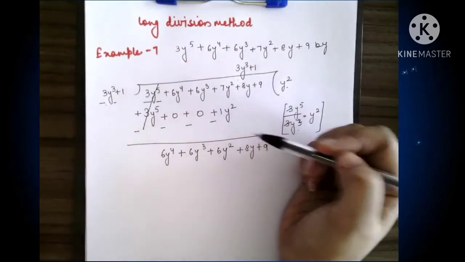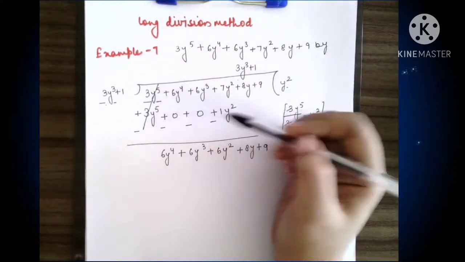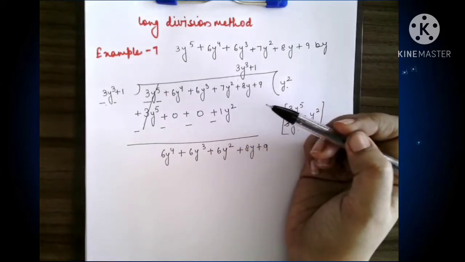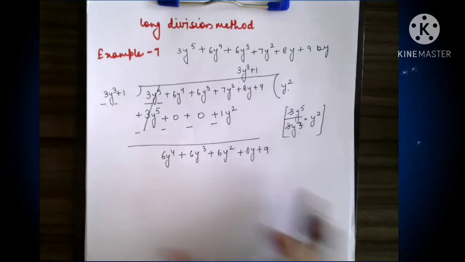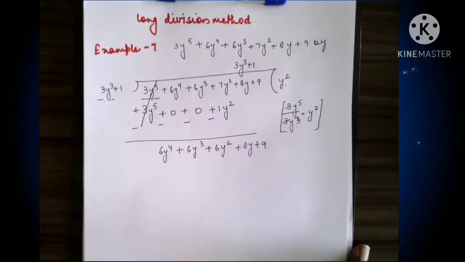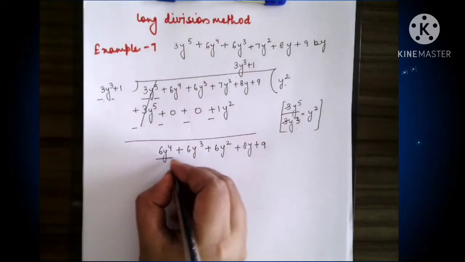So you have written it below y square. As these two terms are missing, you will write them as 0. Then subtract. After subtraction, we get our new dividend. Fine. Now the same steps we will proceed with. Very first, underline the first term.